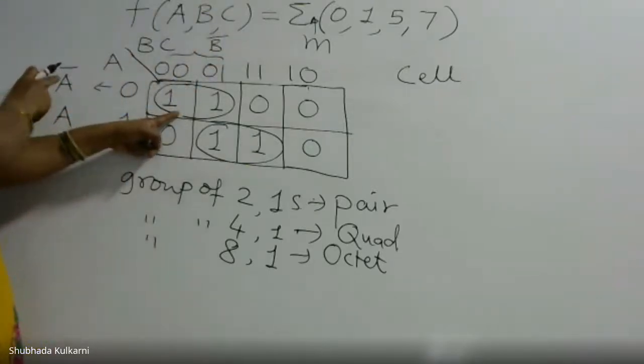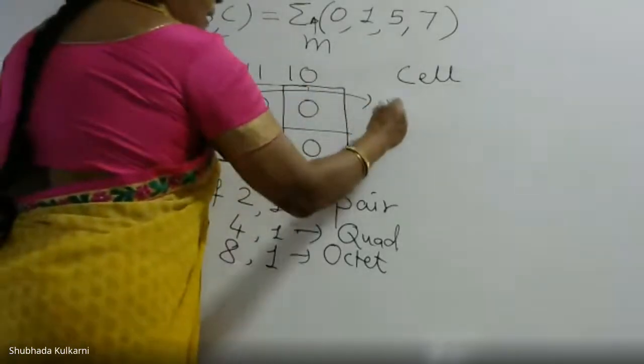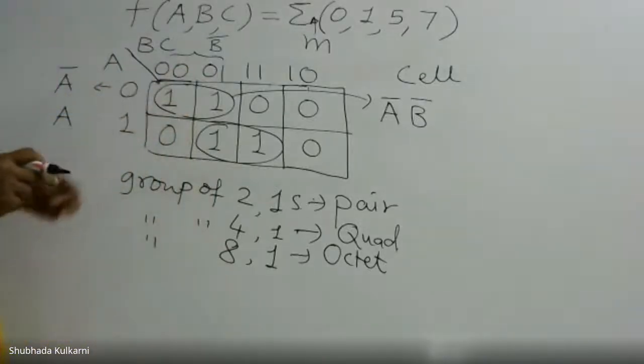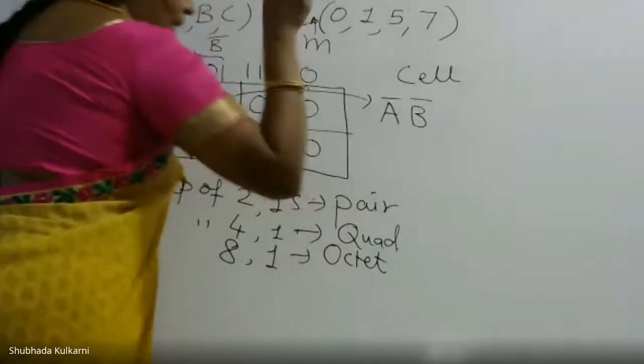So what should be the product term? A bar, B bar. So this pair represents A bar, B bar. This means the first pair which I have shown in the first row represents A bar, B bar. Of course, the dot will be there.